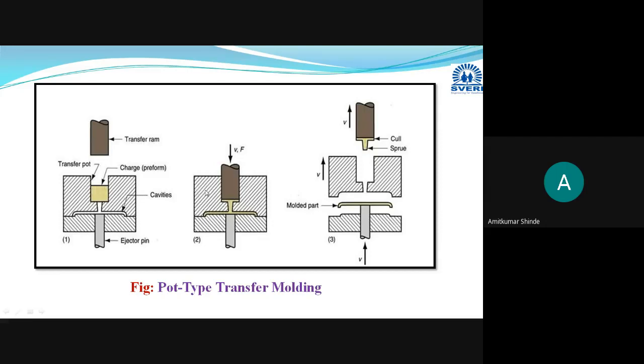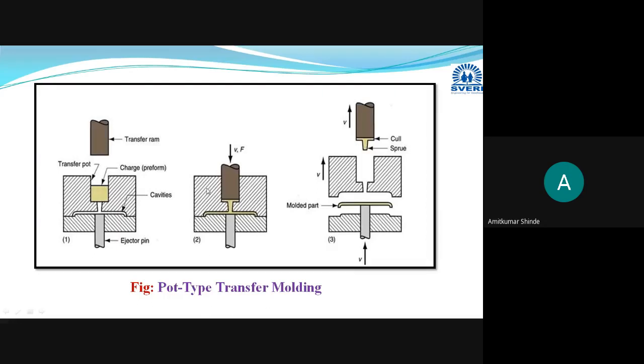Simultaneously, the mold is heated here at this spot. Heating sources or heaters will be there, and using an electrical medium or oil or steam medium, we provide the heat to this mold. Due to this heat and the pressure applied by the press, the charge gets transformed from solid state to liquid or semi-solid state, and it gets transferred through this sprue, this vertical channel, from the transfer pot into the cavities.